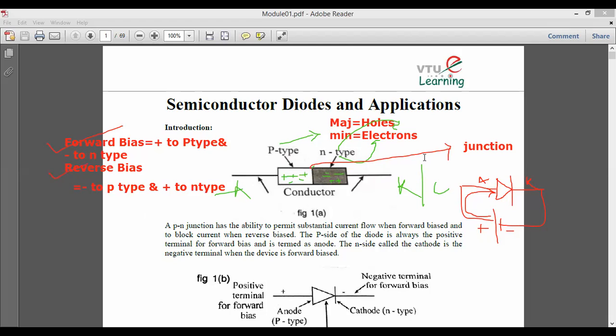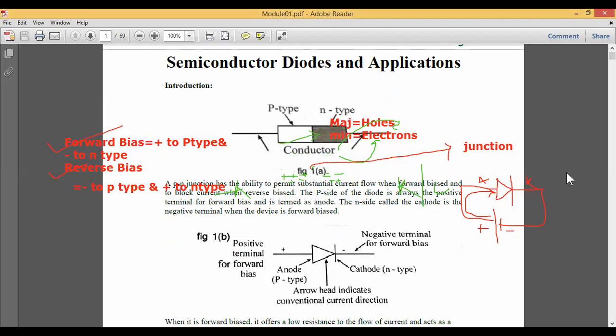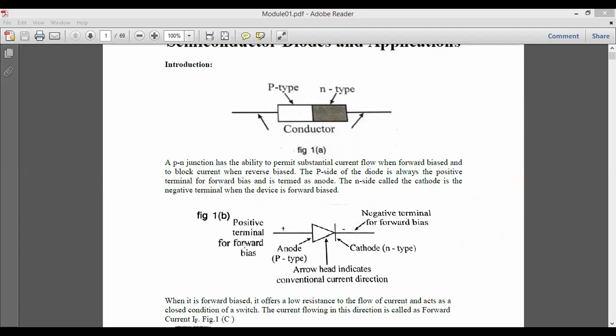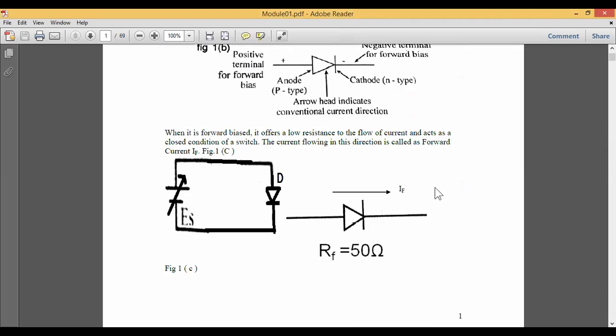There are two things we will focus on more here: one is the p type, and the other is the n type. Now looking at the terminals of the diode, here you can see plus is the positive terminal for forward bias, with the anode and cathode. The arrow mark indicates how the current will actually flow. Here again you can see how the diode is being connected.